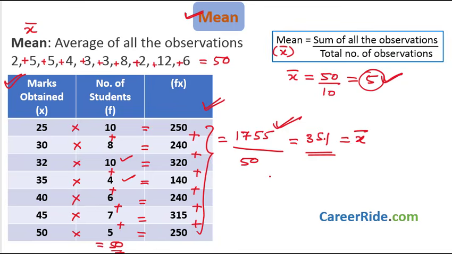So in this case, what does the formula become? The formula becomes x bar is equal to the summation of fx, divided by the total number of students, that is sigma f, the summation of frequency, right?